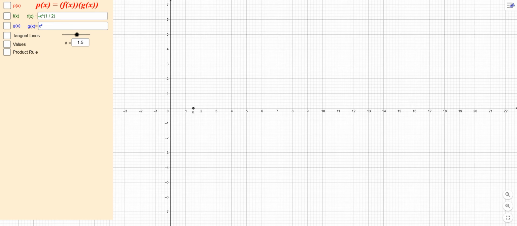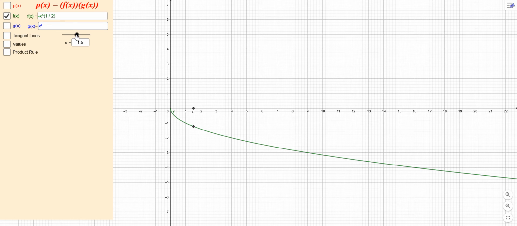In this video, we're going to be talking about the product rule for derivatives. So what we have here is a GeoGebra app, and we're going to look at a couple of functions here. We have a function f of x, which is the opposite of x to the 1/2. In other words, it's a square root function flipped over the x-axis.